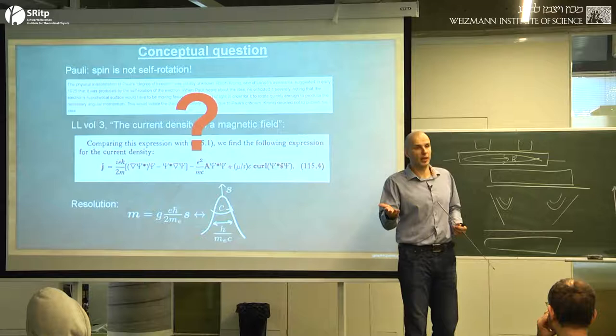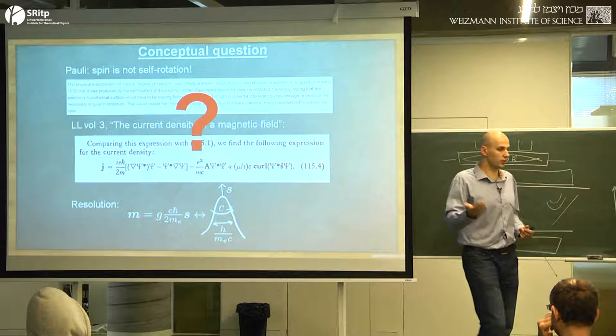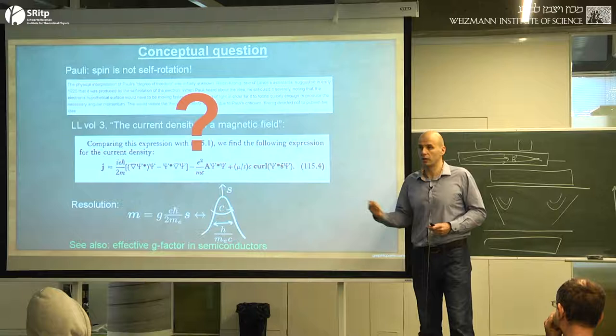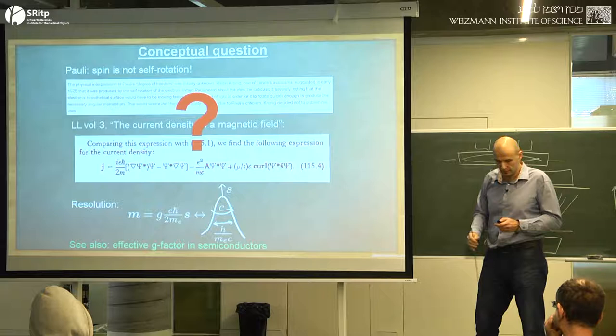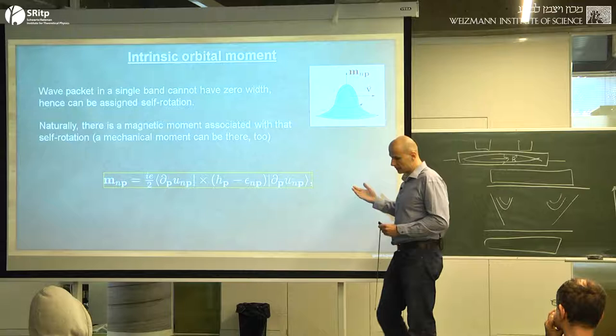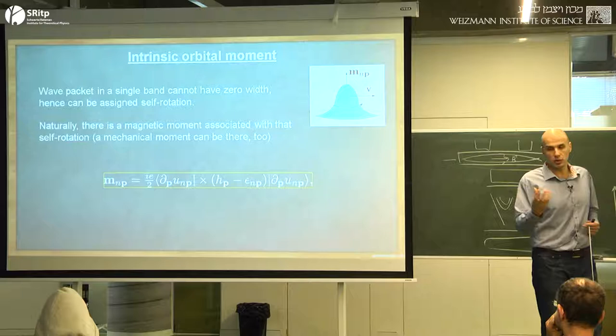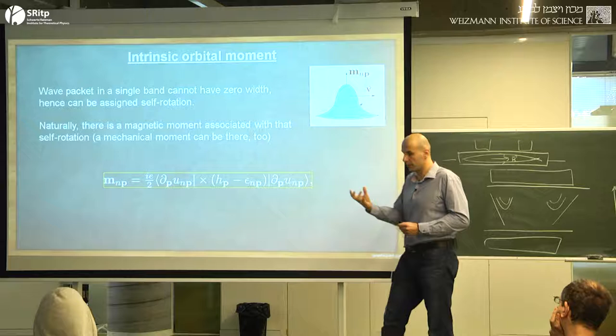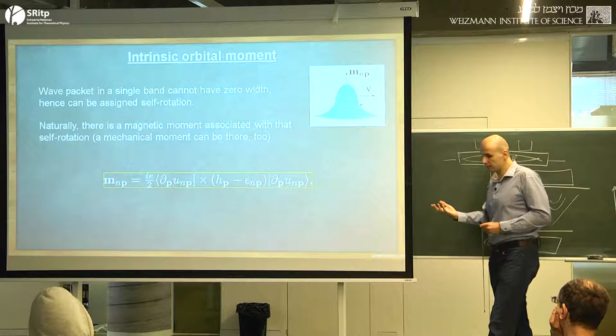So this magnetic moment that you know to be associated with spin is actually an orbital magnetic moment, and it turns out that these orbital magnetic moments are really widespread. They are what changes the g factors in semiconductors. It's really this self-rotation, and we can make it more precise. When you study single band dynamics, you build a wave packet out of wave functions of a given band. You can never make this wave packet infinitesimally small because you don't have the full set of wave functions to do that. So it has a finite size. If it has a finite size, you can ascribe self-rotation in a non-contradictory way to that blob of charge, and that manifests itself as a magnetic moment. Of course, there is a mechanical moment in principle too, but the magnetic moment is what interests me right now.